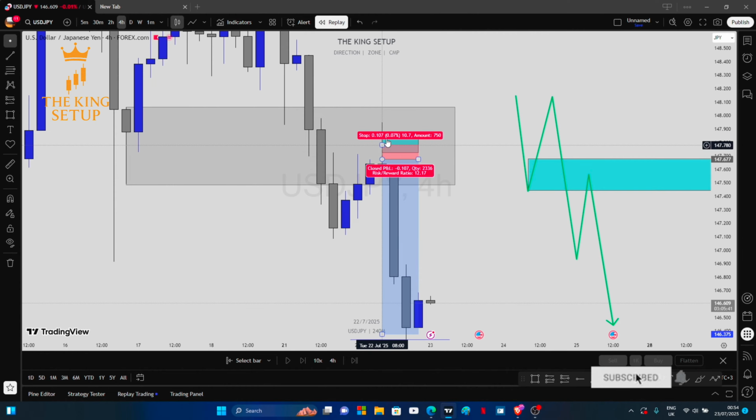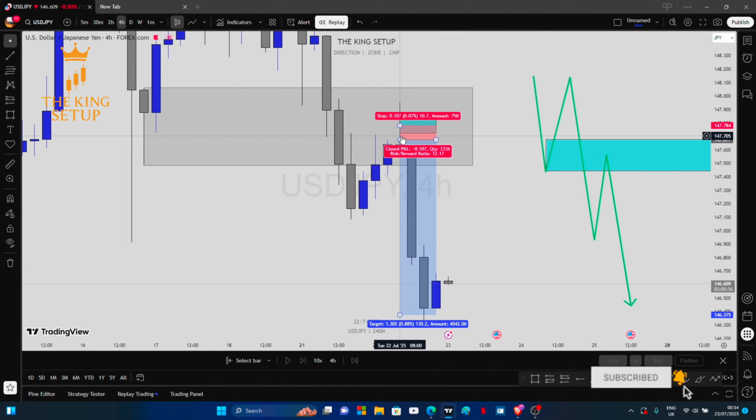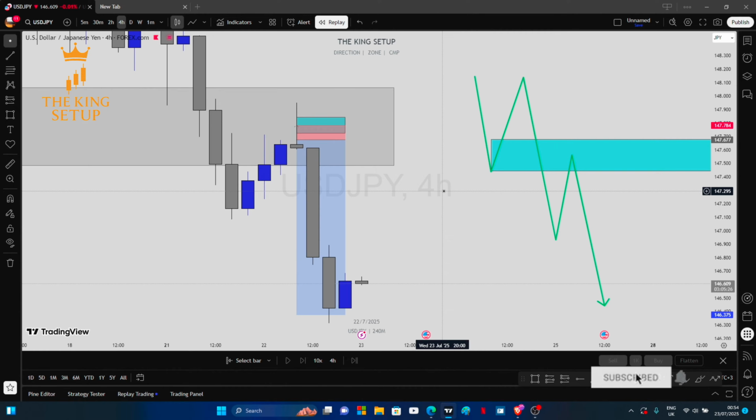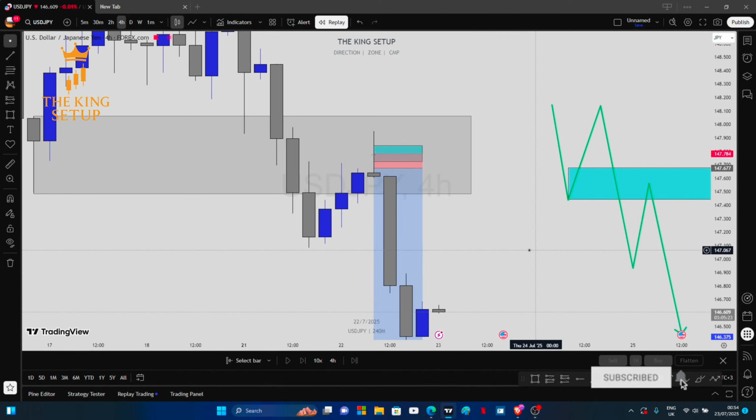So we can continue to sell only if the price retraces back to that zone, and then we confirm using M30 that this price will not break above that zone. So that is how I managed to get that trade.